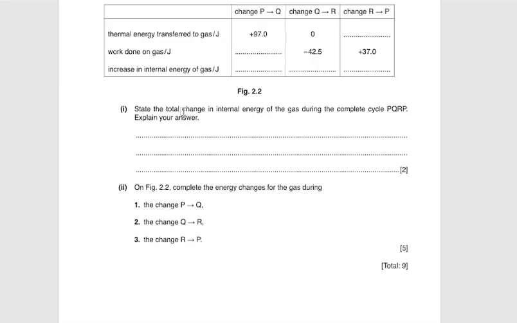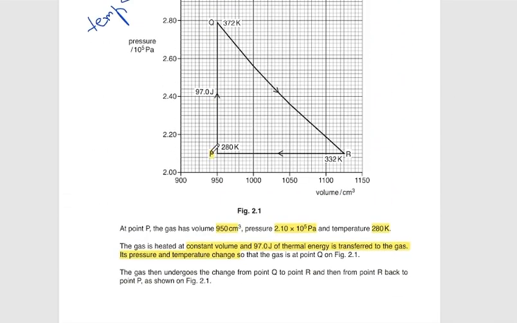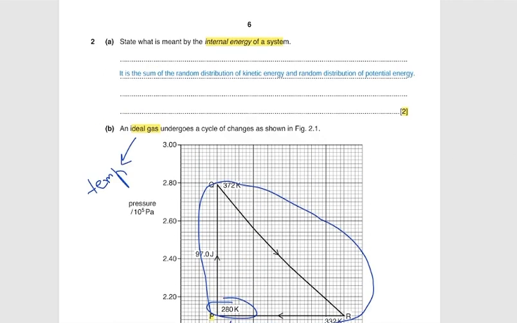First part says, state the total change in the internal energy during the complete cycle of PQRP. Explain your answer. Now, we know the fact that it's going from P and it's traveling to R and then it's coming back to the same point. And you can see the temperature remains the same as well. We're talking about ideal gas, and we said that the internal energy of an ideal gas just depends on its temperature. The temperature changed here, but eventually it's coming back to the same temperature it started off at P.